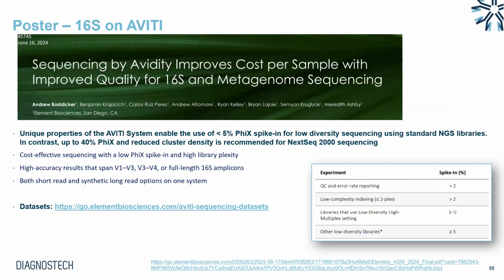Very briefly, I just wanted to show you this poster that Element released last year. It's a head-to-head comparison of the AVITI and the NextSeq 2000, looking at 16S RNA-seq. And the big takeaway of this poster, and I have already emphasized it, is that in order to do this, they used on the Element less than 5% Phi-X, whereas the same run on Illumina needed around 40% Phi-X. So you're effectively losing 40% of your data to the control.